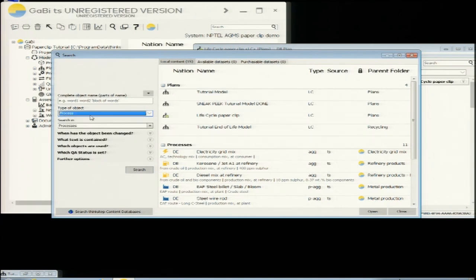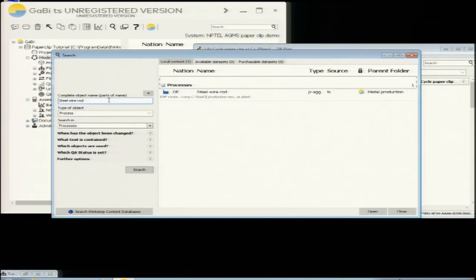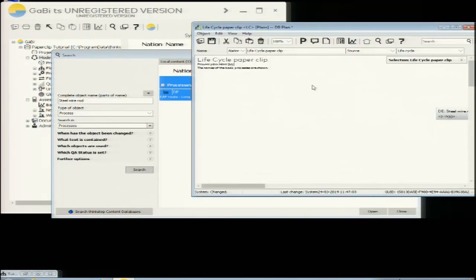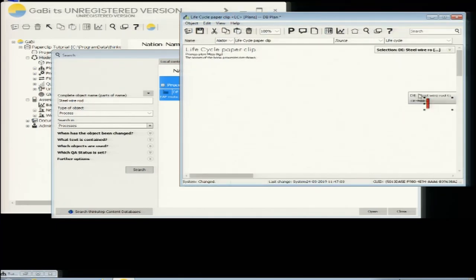I select process in the object type and put steel wire. If I put steel wire rod, it shows this process, steel wire rod. So I will just drag and drop it here in the plan. I have dragged and dropped the steel wire here, which is input to my process.